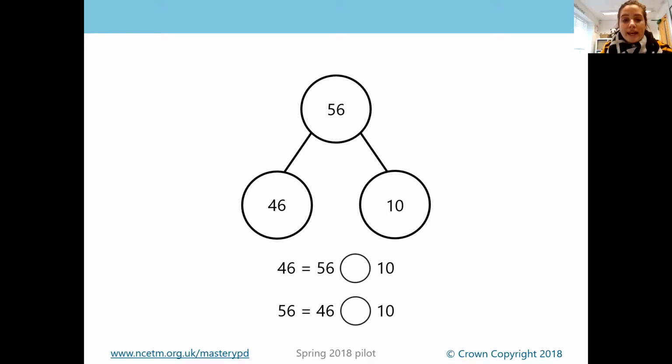Okay, what could it be here? What could it be here? Pause the video and have a go at this one.